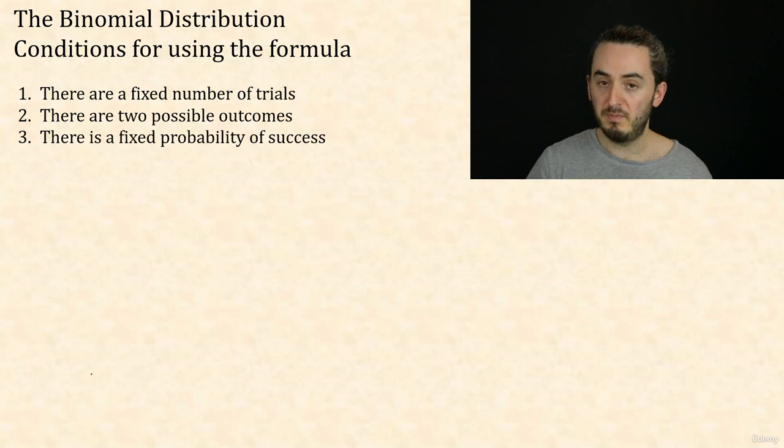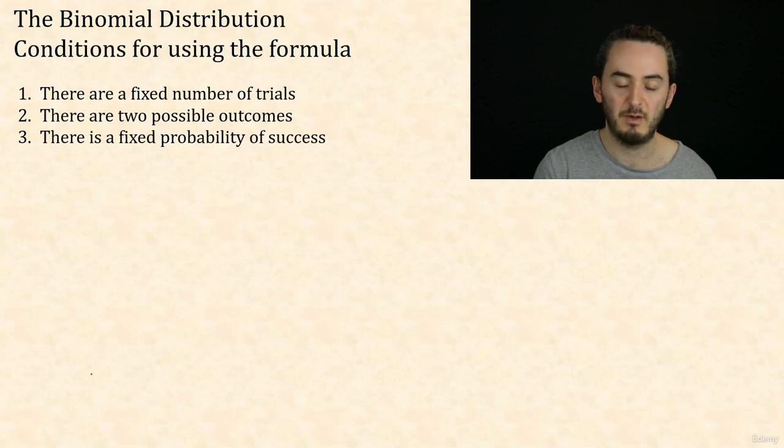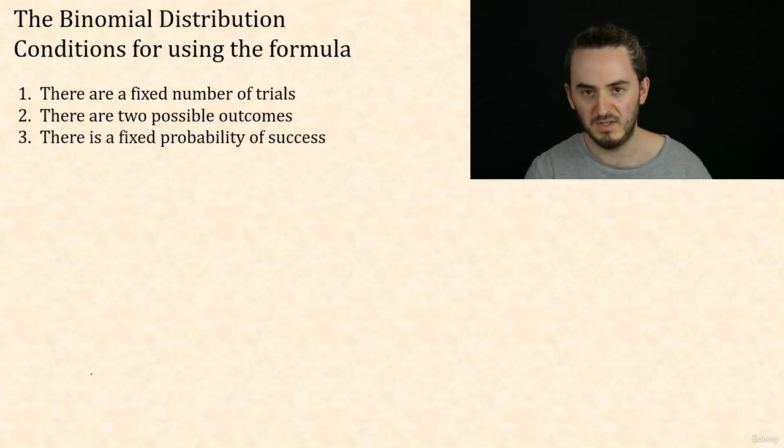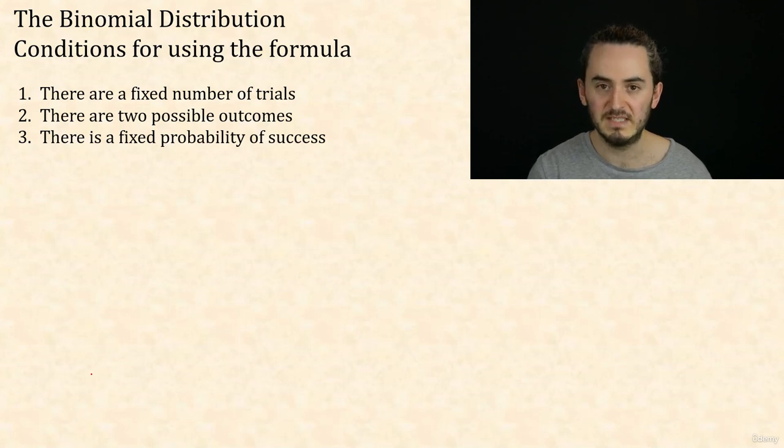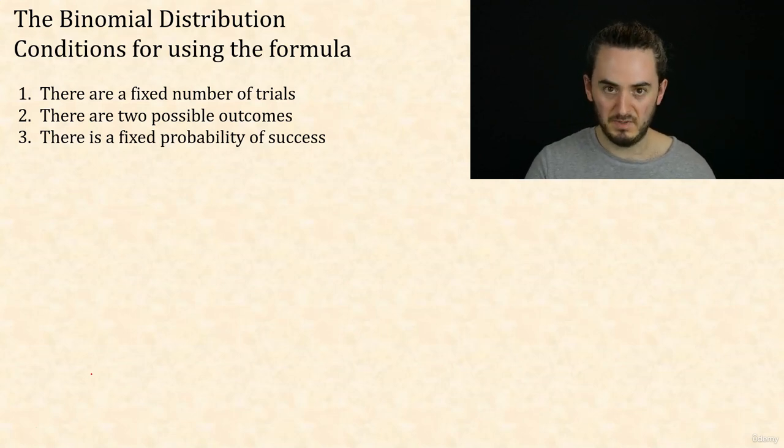There is a fixed probability of success, so the probability can't change on each trial. For example, if we looked at the probability of it raining on each day, let's say on the 1st of the month throughout the year, that's no good because it's more likely to rain at certain times of the year than others. It's not the same probability each time. It's not a 20% chance of rain each day. It varies throughout the year. So that would be no good.